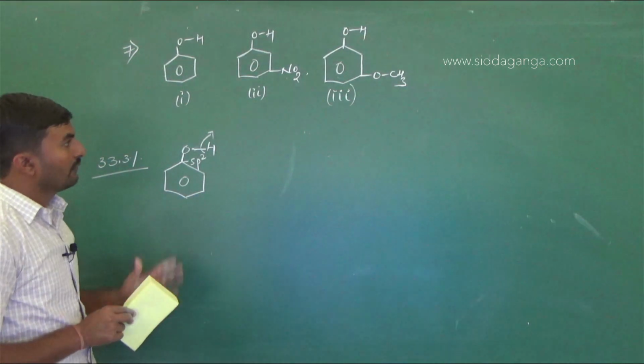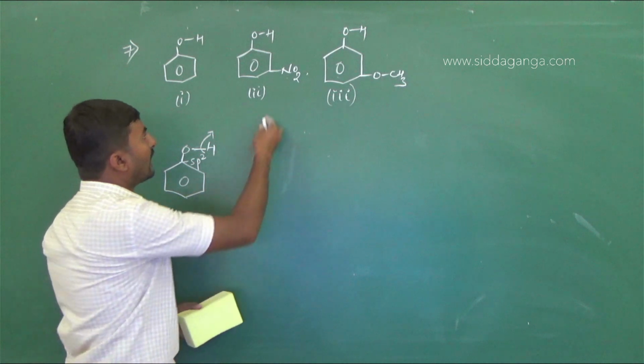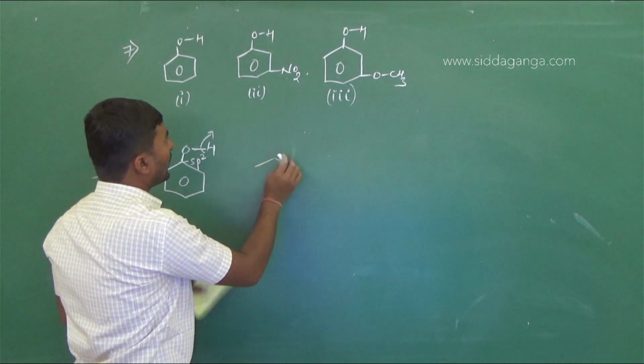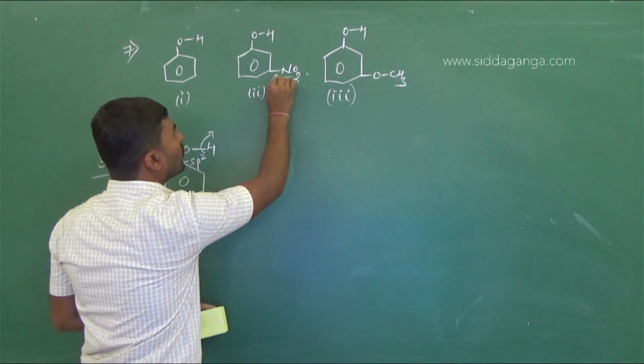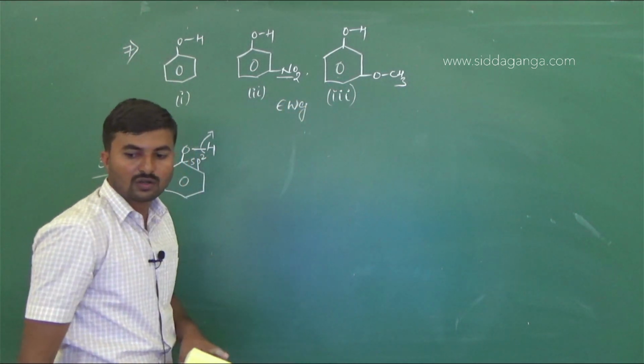But when we compare this acidic strength with this particular molecule, what happens in this molecule is that this is NO2. NO2 means the nature of NO2 is an electron withdrawing group.